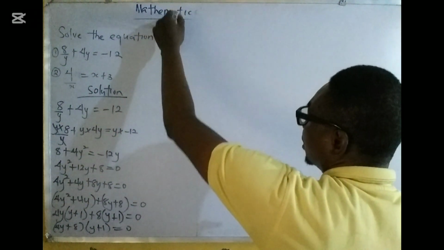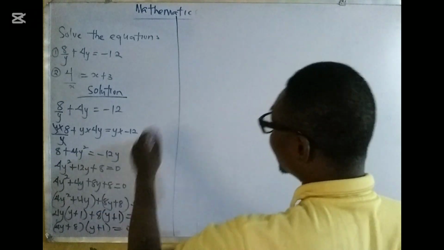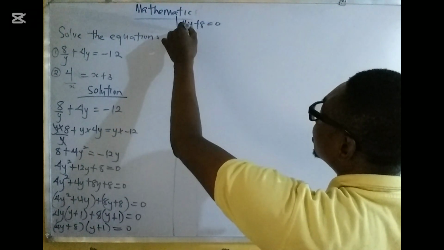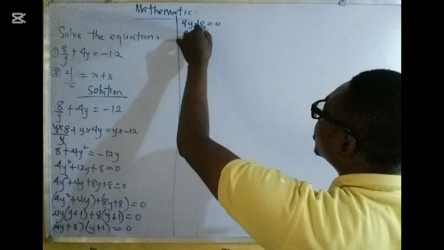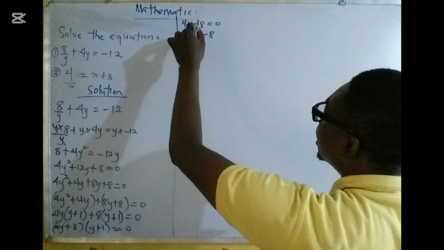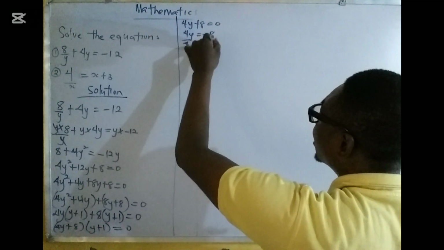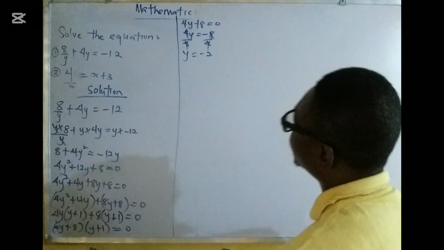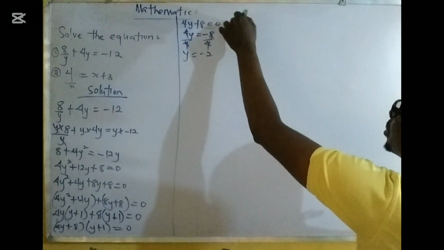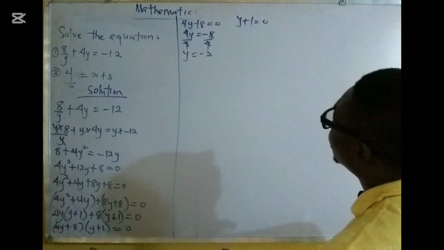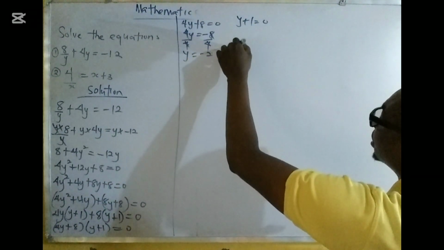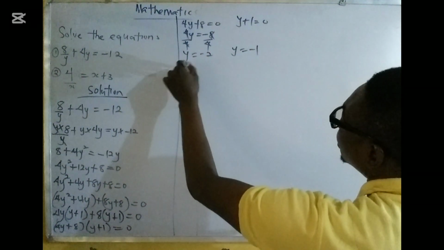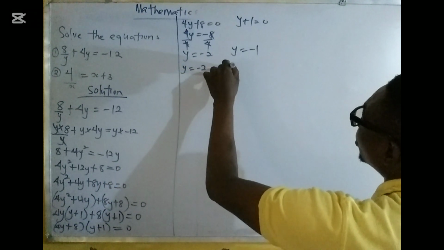Then 4y plus 8 is equal to 0. Therefore, 4y is equal to, if you collect like terms, minus 8. Therefore, to get your y, you divide both sides by 4. Therefore, y is equal to minus 2. Now, y plus 1 is equal to 0. Since y plus 1 is equal to 0, therefore y is equal to minus 1. We collect like terms. Therefore, y now is equal to minus 2 or minus 1.